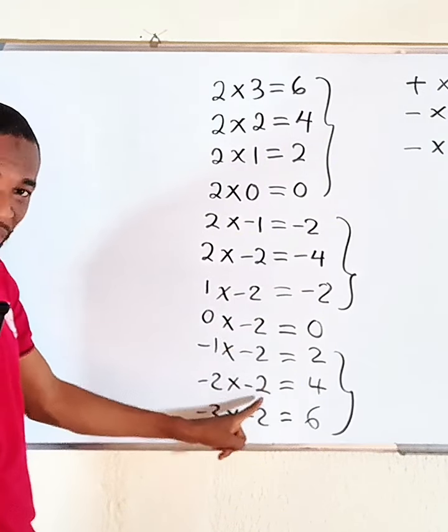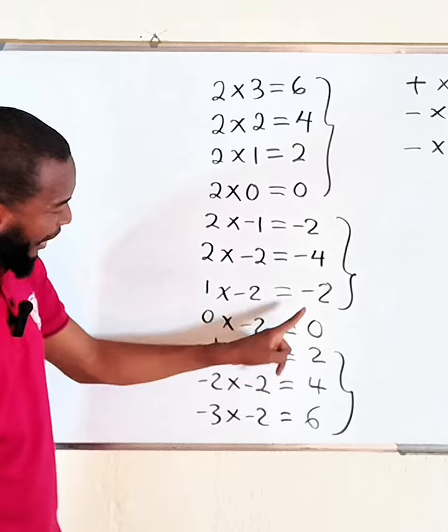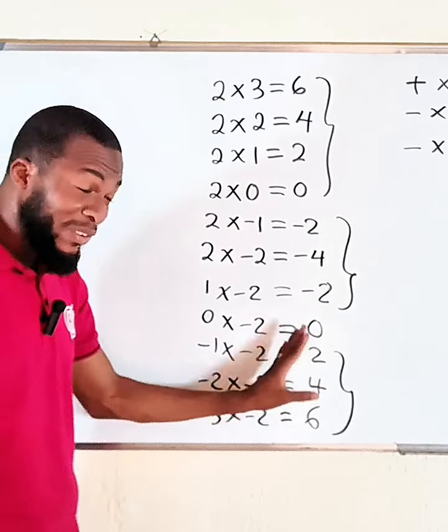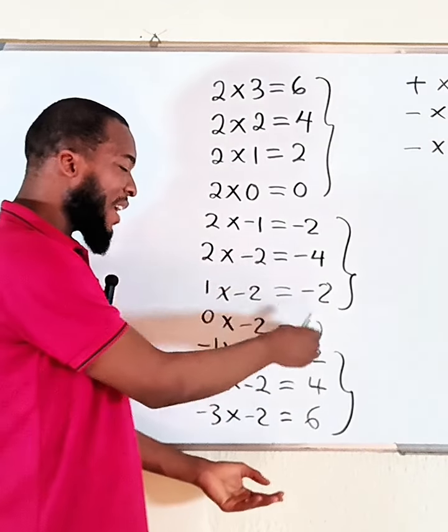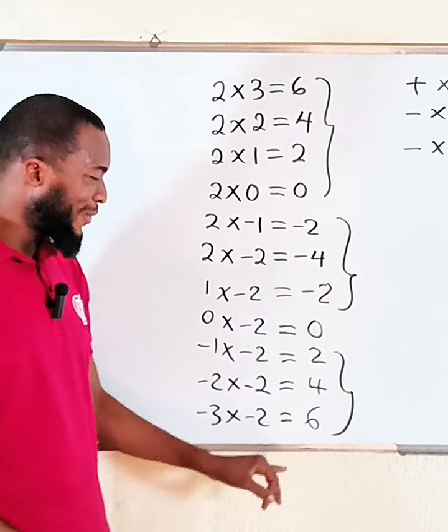I kept this one constant, then I keep reducing these ones by 1. I keep on adding 2 here. The result remains true, but the sign changes later. So we have positive, positive, positive, positive.